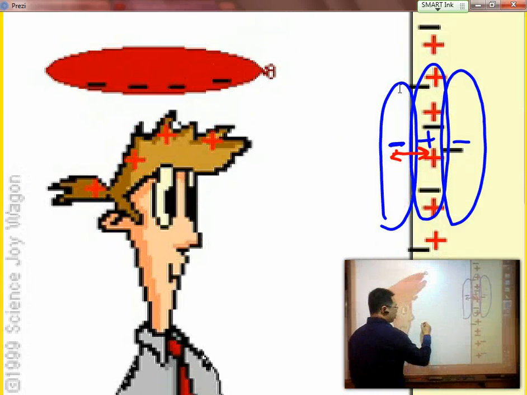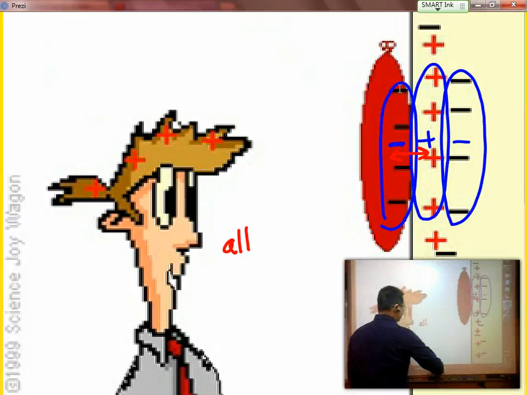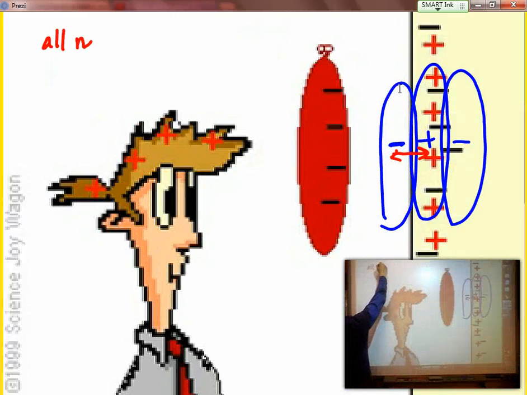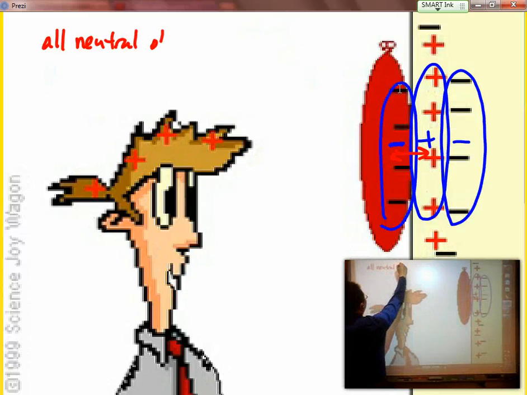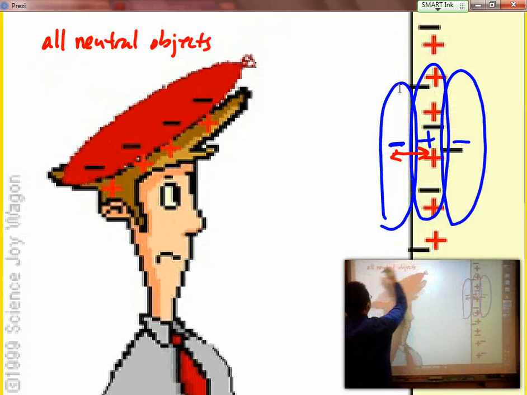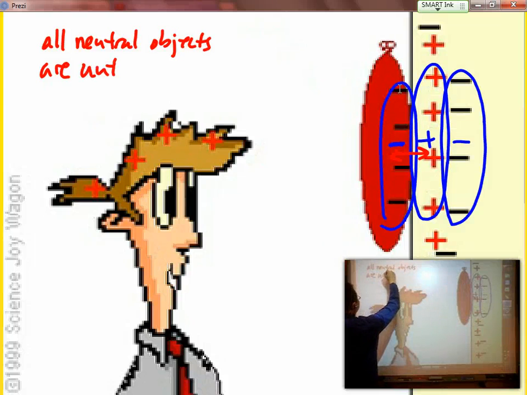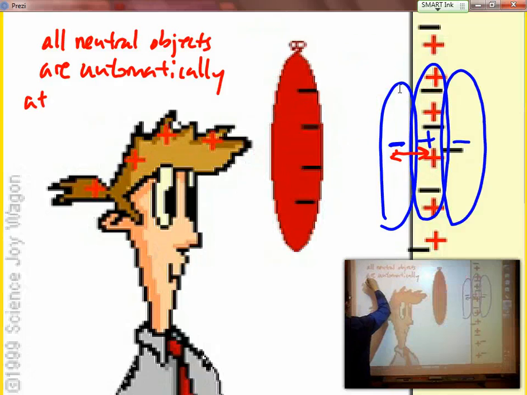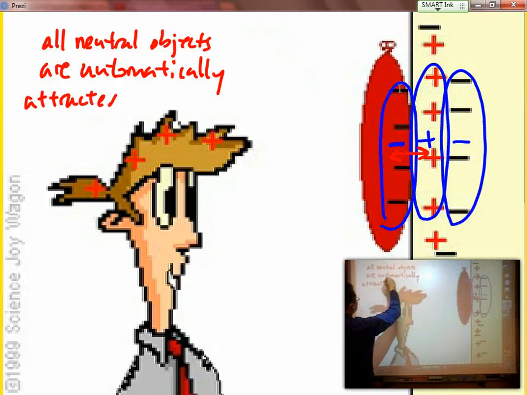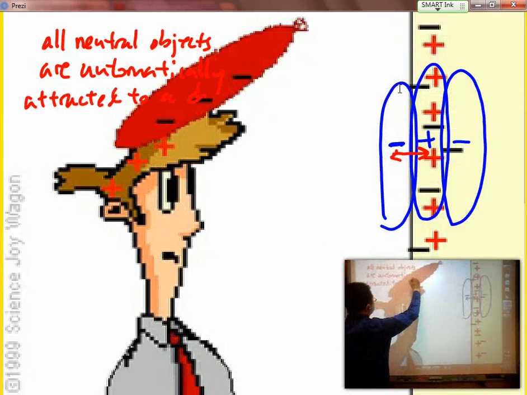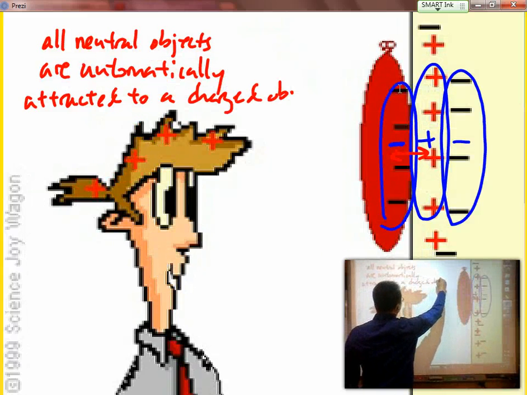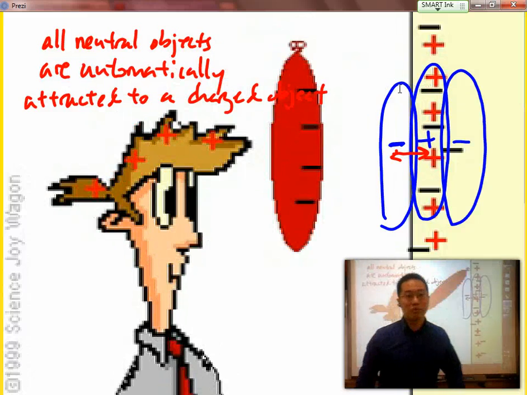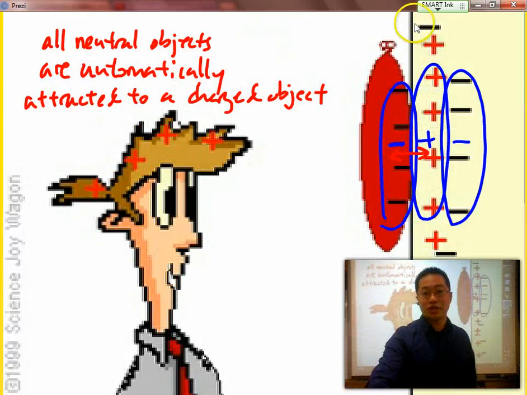So the fact is, all neutral objects are automatically attracted to a charged object. Okay? All neutral objects are automatically attracted to a charged object.